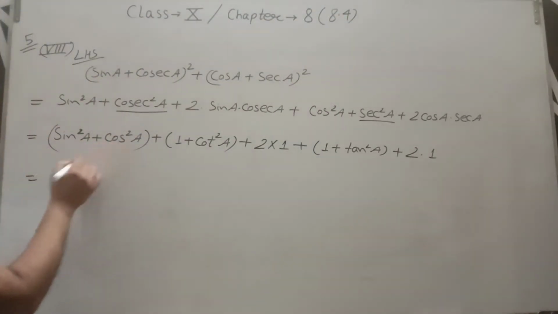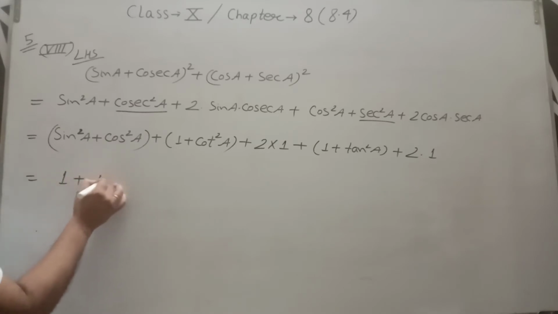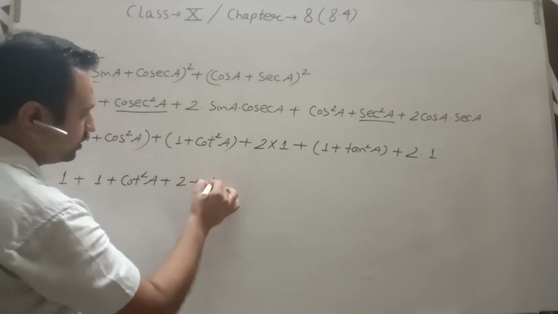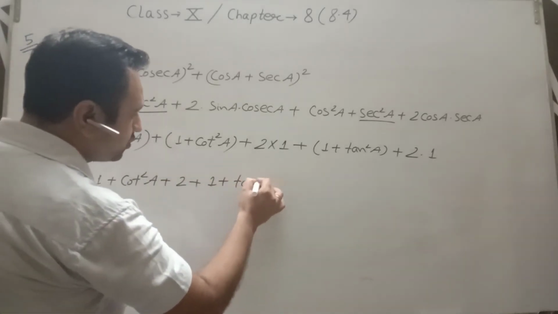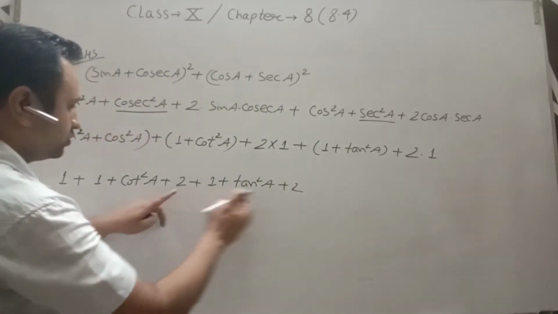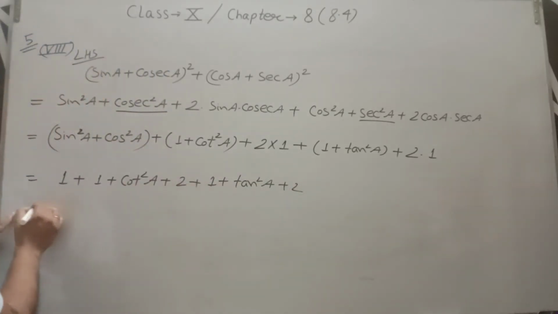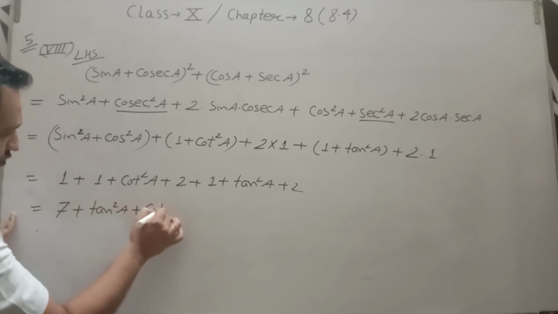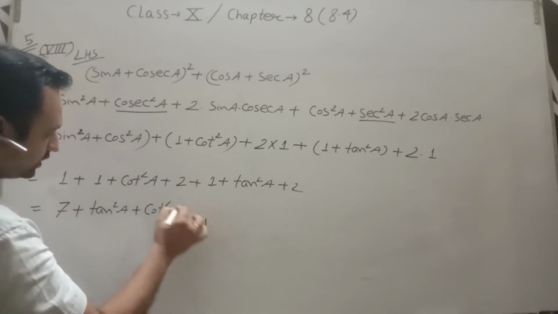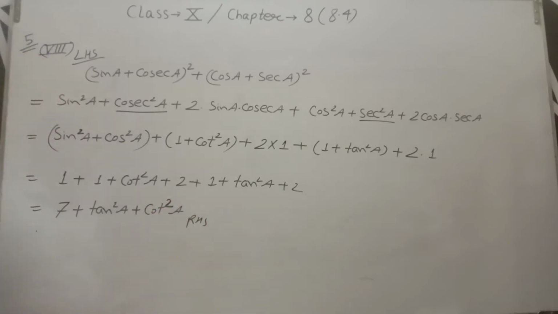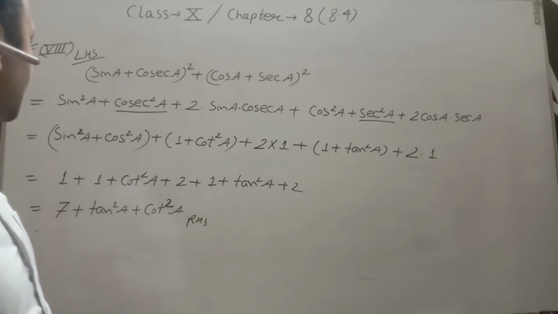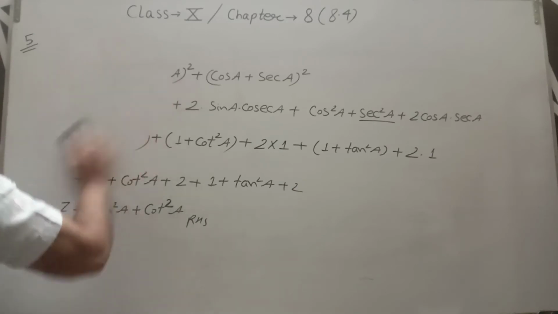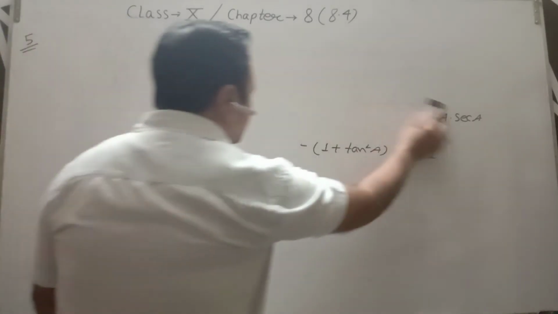Now sin square A plus cos square A is 1, 1 plus cot square A, 2, 1 plus tan square A, plus 2. 2 plus 2 is 4, 5, 6, 7. So the final answer is 7 plus tan square A plus cot square A, and it is the RHS. So finally LHS equal to RHS, proved. I hope the 8th part is clear.